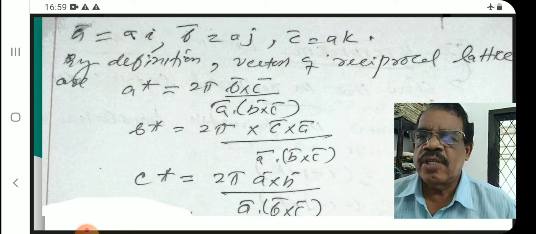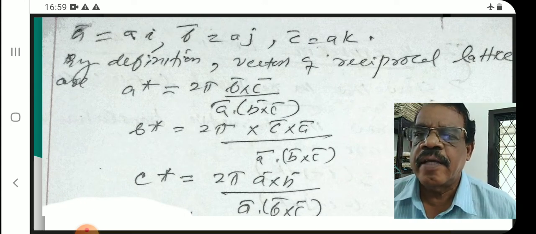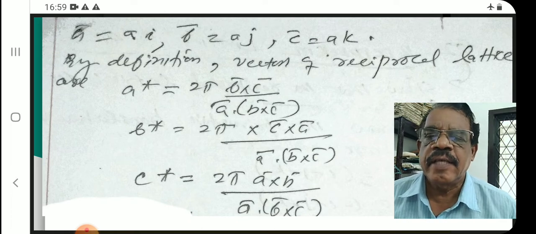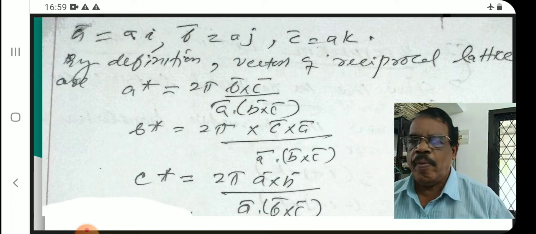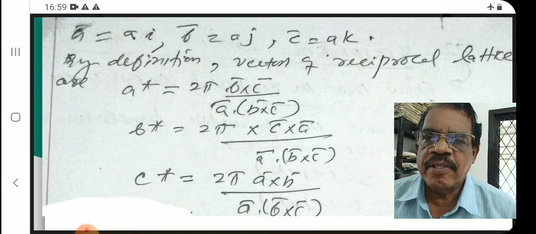The magnitude is equal to small a. A vector is ai, b vector is aj and c vector is ak. That is the property of simple cubic. That is the feature of simple cubic.